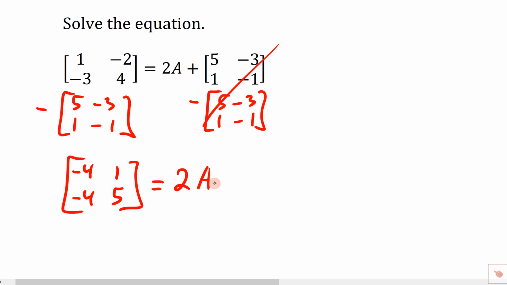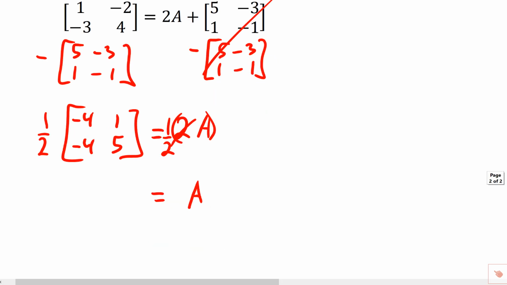Now, we could say divide by 2, but we normally don't divide when we're working with matrices. So what I'm going to do is multiply by 1/2. I'll just multiply by the reciprocal of 2. So those are going to cancel. So I get a over here. I'll slide this down just a little bit.